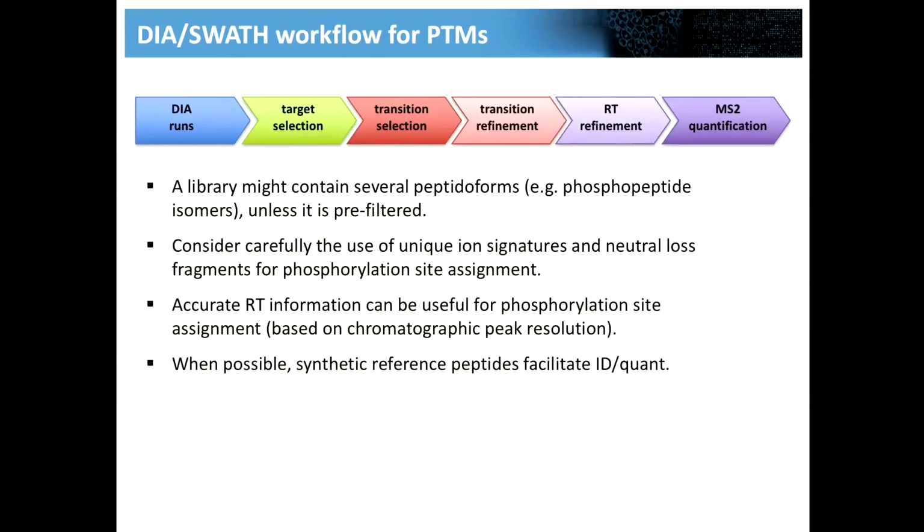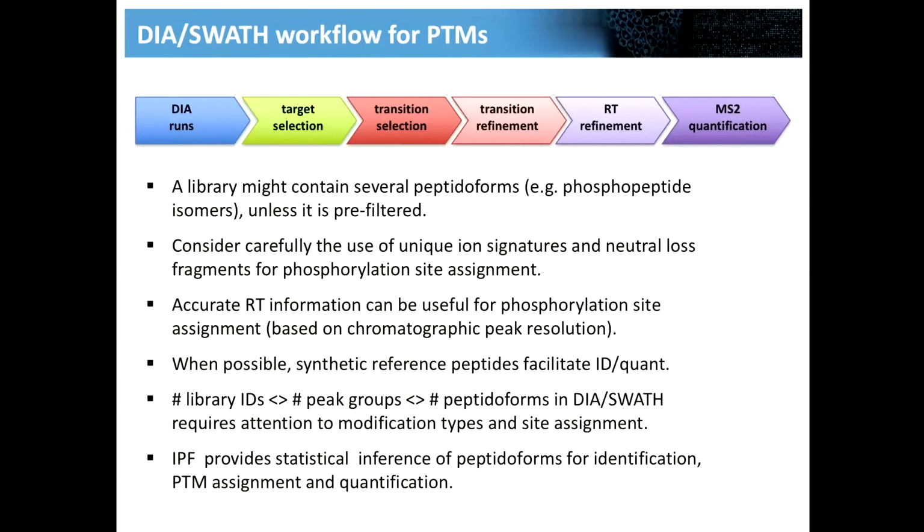Whenever it's possible, what makes life the most easy is to have synthetic peptides, because then we have a ground truth and we don't have any problems, except for the part of using the PIs for quantifications. But then whenever we dive into DIA SWATH type of data, we need to start thinking how are we going to resolve the discrepancies between the number of IDs that we have, the number of peak groups that we see in the data, and the number of PeptidoForms that we need to consider.